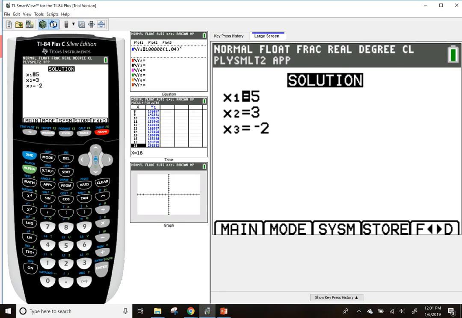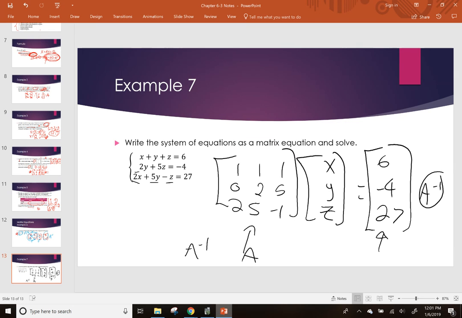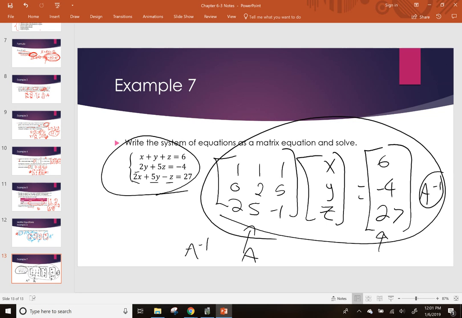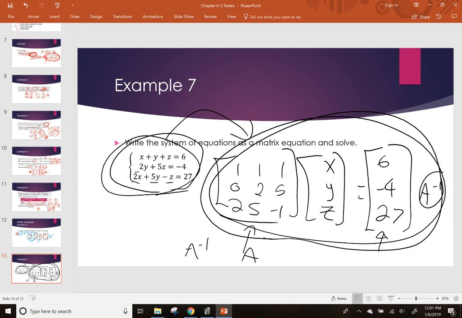I would say more than anything else, I want you to be able to translate this system into this matrix setup. If you can do that, forget the whole solving thing. We can solve it later, but being able to rewrite this into this is a big deal. So make sure that you're good with that, and I'll see you later.